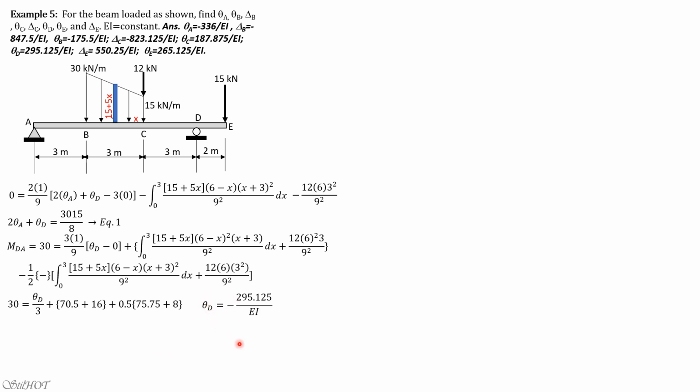And this is counterclockwise, and counterclockwise is positive. So theta D is actually 295.125 over EI. And that's positive.